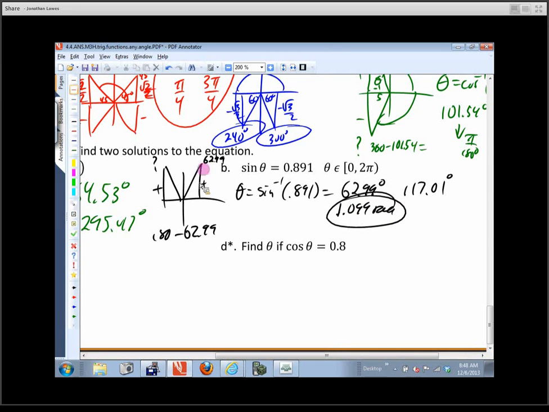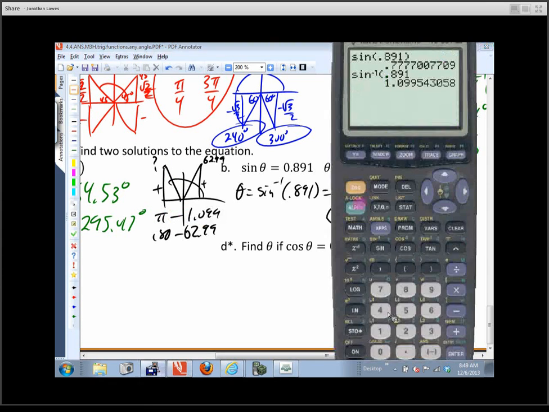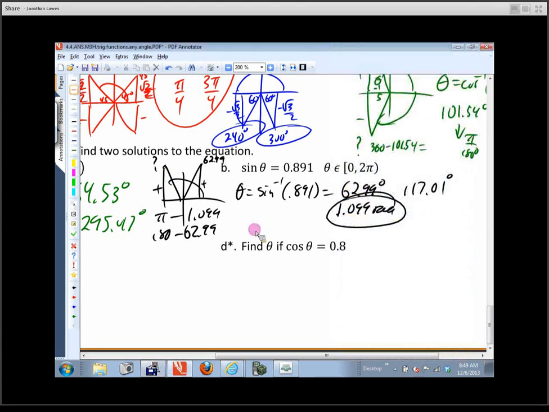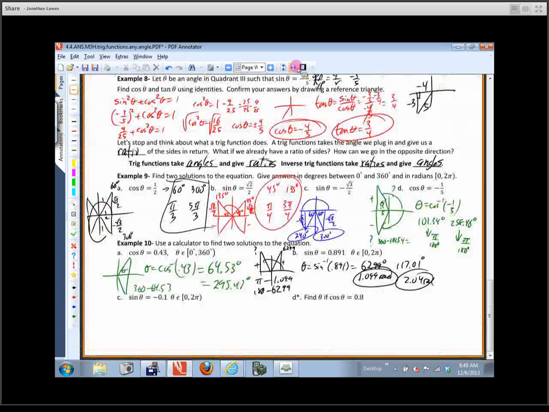Okay. So if this is 1.099 radians, how do I figure out what this angle here is in standard position? We're going to take pi and we're going to subtract 1.099. So on the calculator, we'll do pi minus that last answer there, 2.04, which is about what we expect. We expect something a little bit bigger than 1.57, so 2.04 radians. Any questions? Okay. You should be able to complete those two right there.